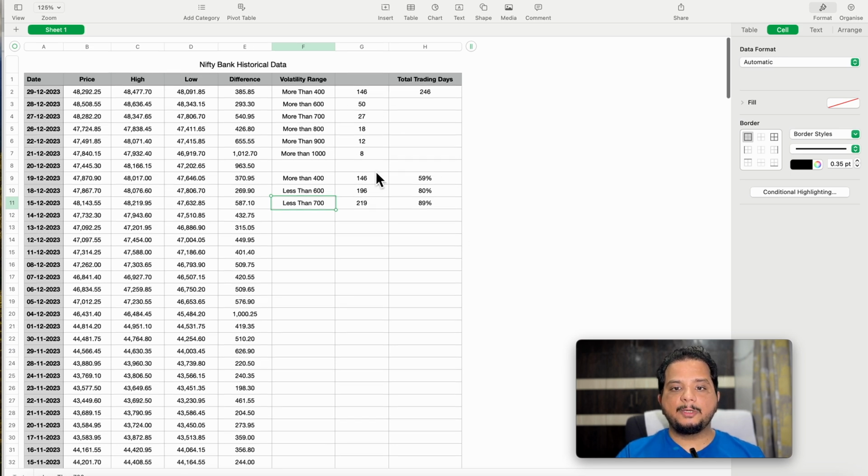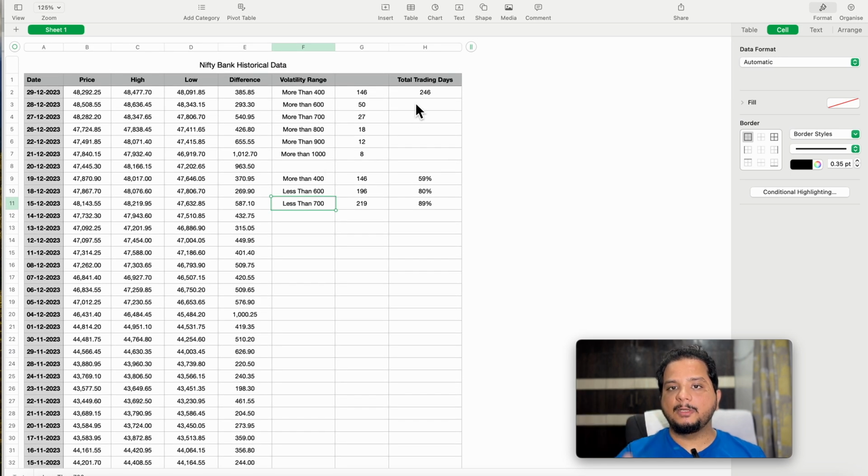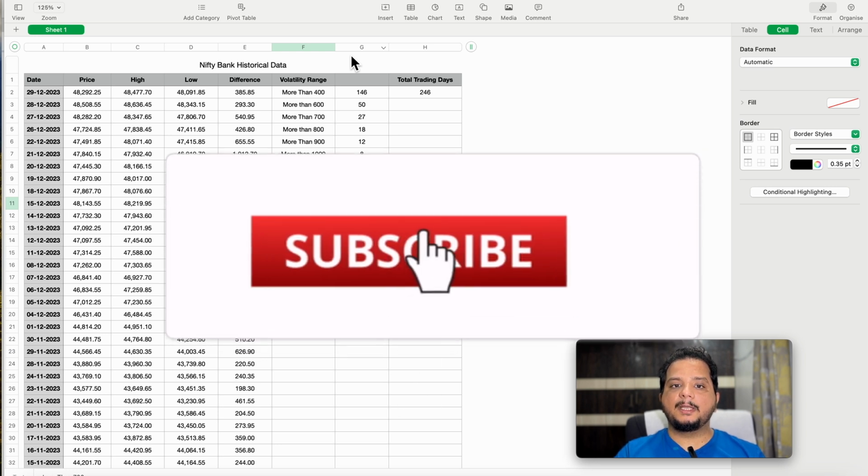This thing you can also do for Nifty, but I personally trade only Bank Nifty, and this is specific to Bank Nifty. This is not for the Nifty. I hope you guys have clarified all the data points.